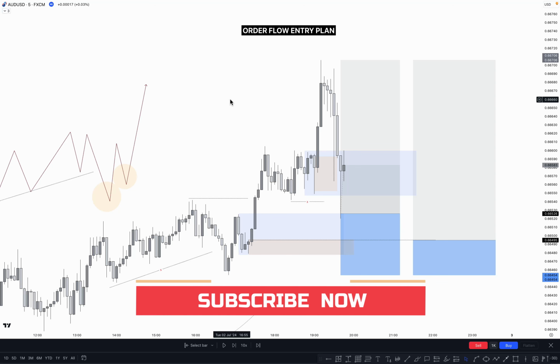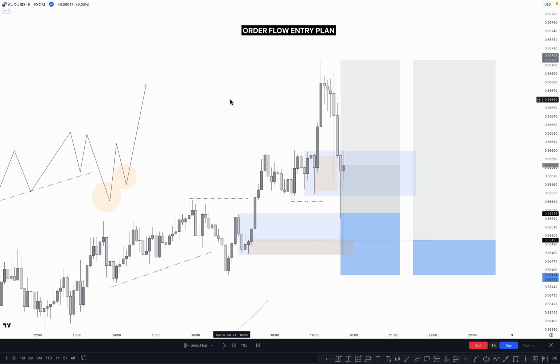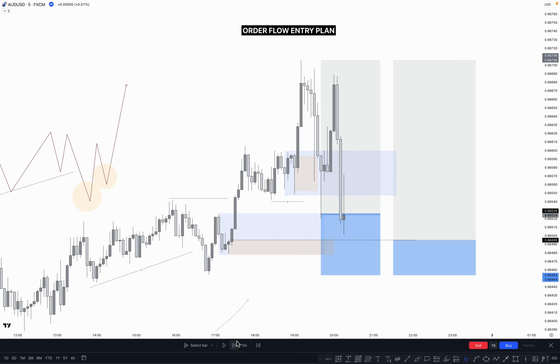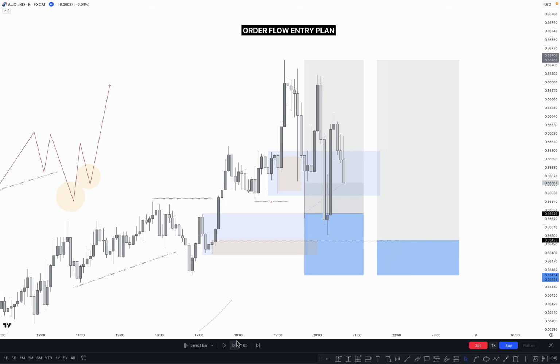Okay, so you can continue with them. If order block is not suitable for you, you can trade with order flow, which is very simple and easy to trade. So let's see what happened next here after this one. Market pushed downside here. Okay, and then what happened here?